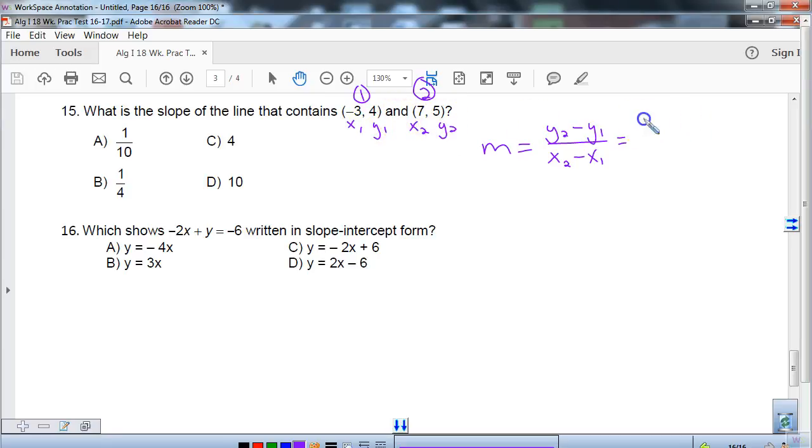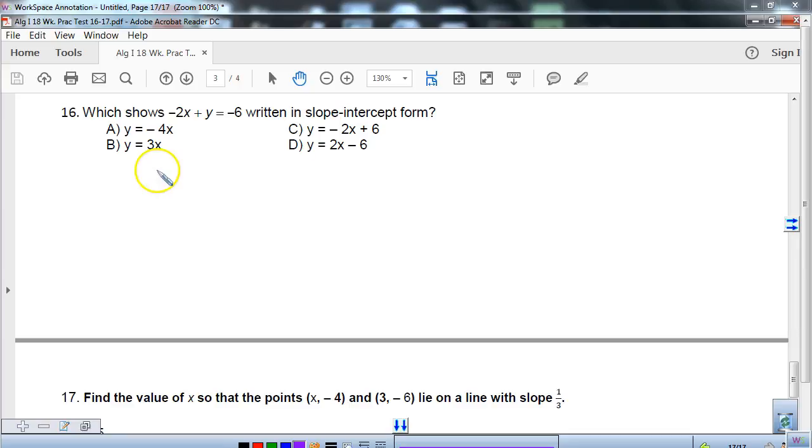So y2 is 5 minus y1 is 4 over x2, which is 7, minus x1, which is negative 3. So that's 7 minus negative 3. And remember, minus negative really means plus. 5 minus 4 is 1. 7 plus 3 is 10. So the answer is A, 1/10.